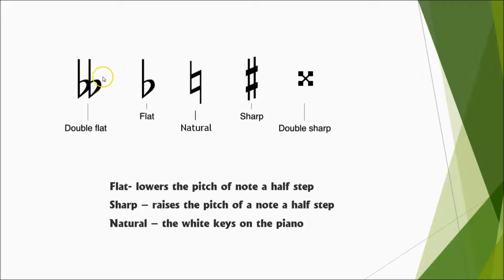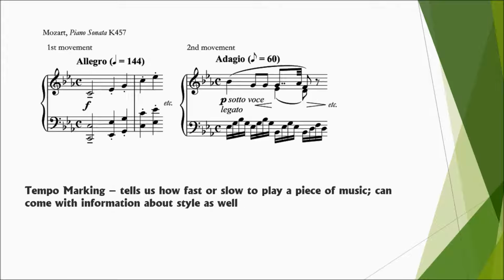Now, if you do encounter a double flat or a double sharp, it's exactly like what you would think. So a double flat would lower the pitch of the note 2 half steps or a whole step. And if you see a double sharp, which looks like a little bit of an X, it would raise the pitch of the note 2 half steps or 1 whole step.